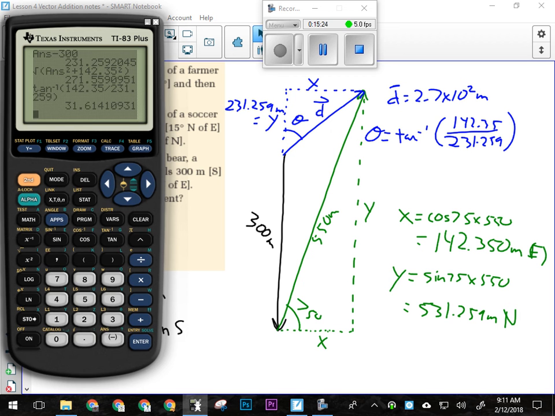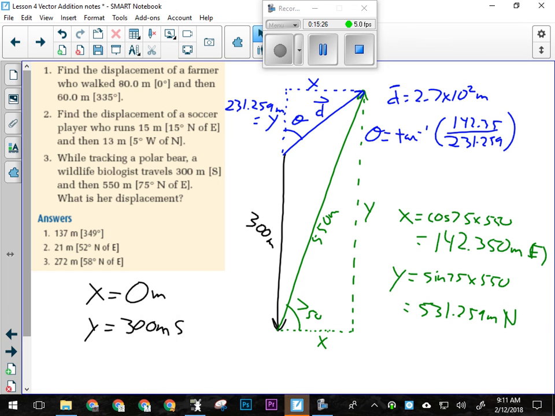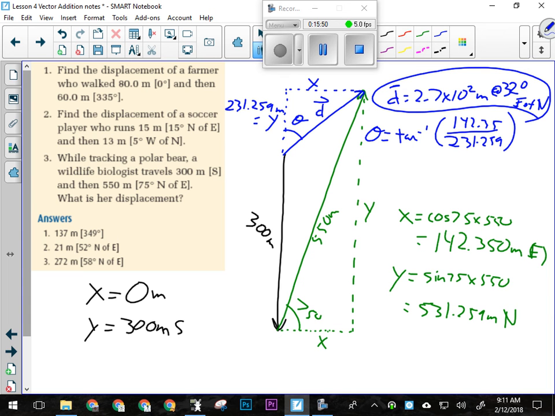All right, so I'm getting 31.6, which is 32 degrees, which is the complementary angle to what they have. So at 32 degrees, which direction is that? This way is north, and that way is east, so this is going to be east of north. All right, there's my final answer. I could have also had 58 degrees north of east had I drawn the triangle this way.